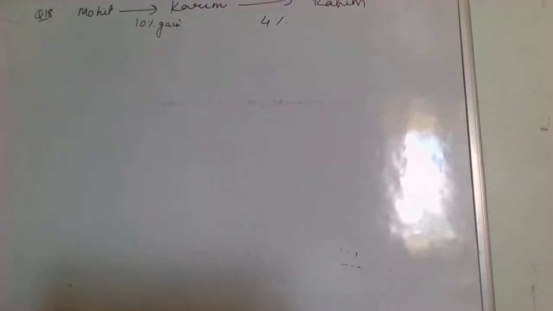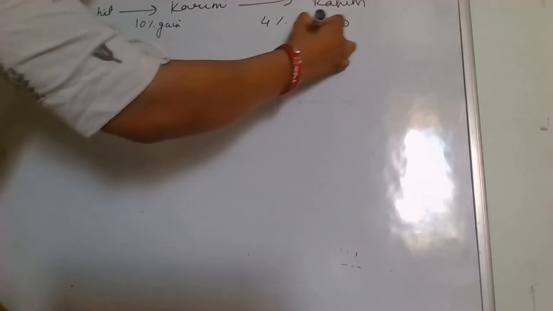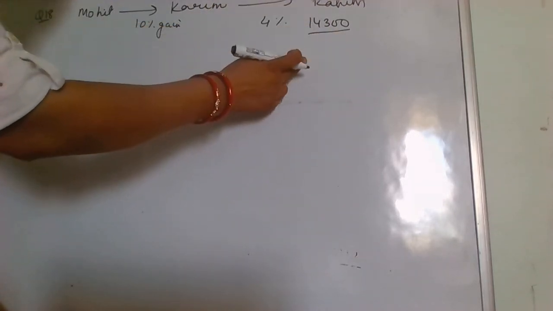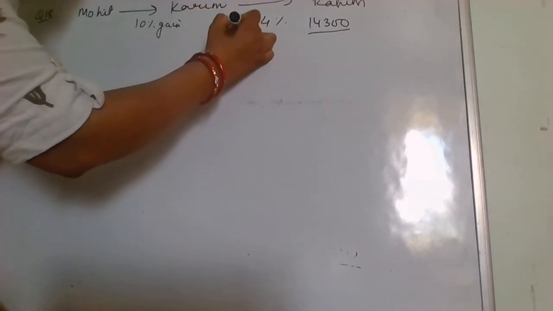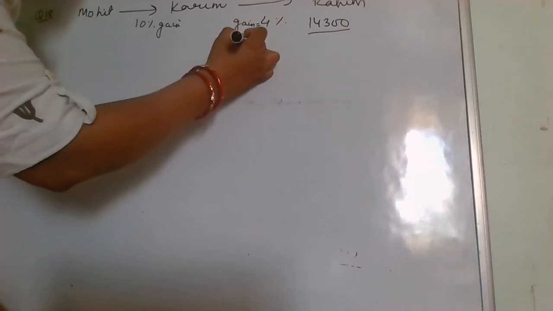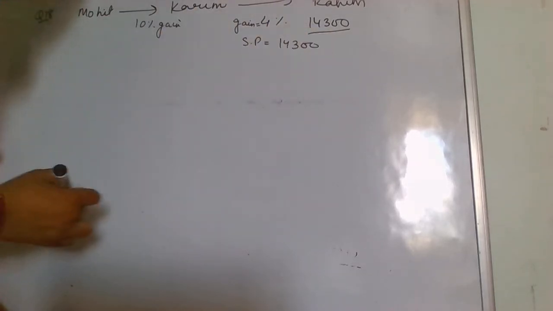If Rahim pays rupees 14,300 for it, for how much did Mohit purchase it? So Rahim has paid how much? 14,300. So whatever Rahim's cost price is, that is the Karim selling price. So gain is equal to 4%. So selling price is equal to 14,300. And here we can find out the CP.